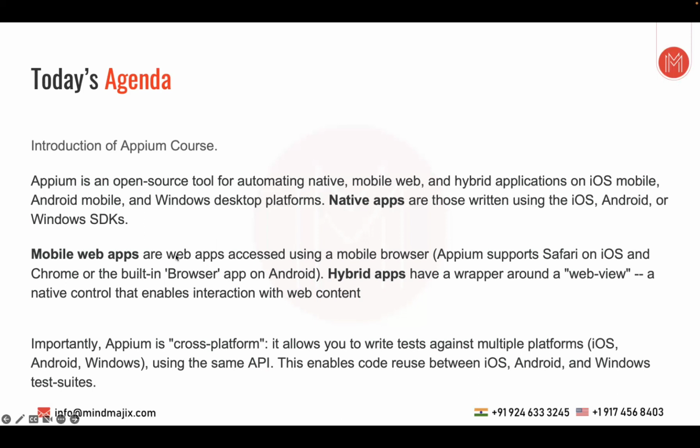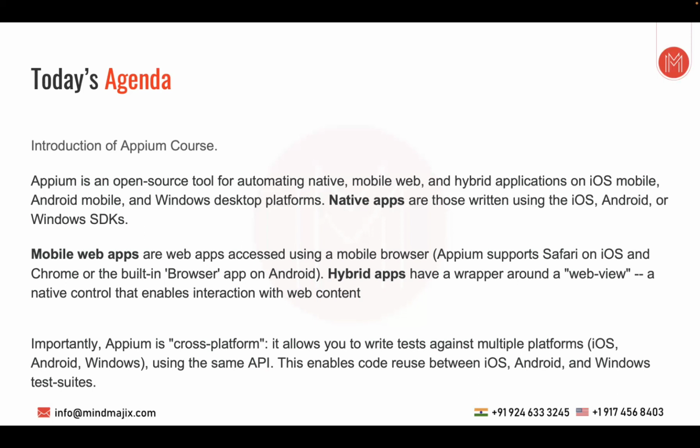So what are native apps? First we try to understand. Native apps are those written using the iOS, Android, and Windows SDK. An Android developer uses the Android SDK with Java or any other language to develop an Android application. An app that uses the Android SDK, iOS SDK, or Windows SDK is called a native app.